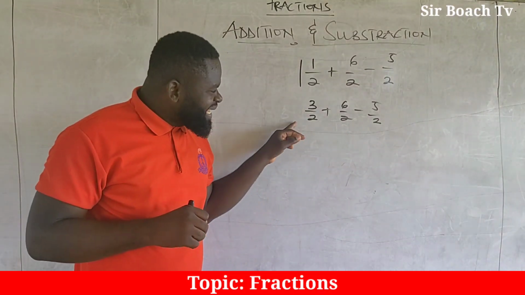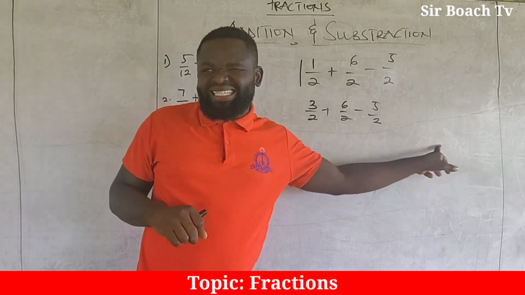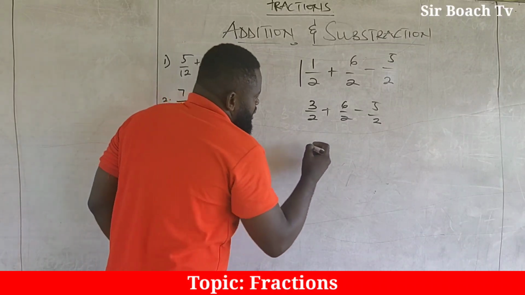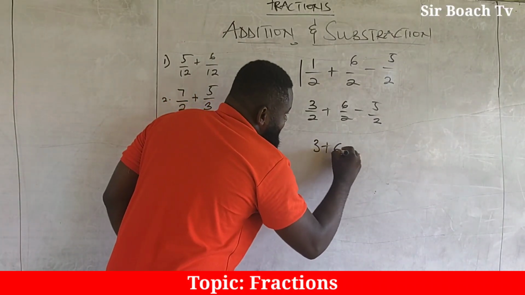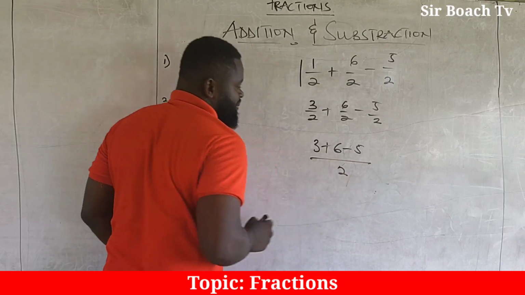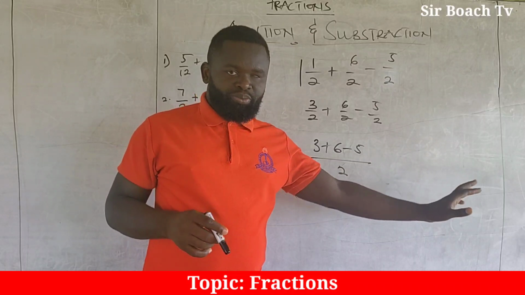Now, we can see clearly that the denominators are the same. The 3 denominators are the same. So we will work with what? Only the numerators. Now, we are going to get 3 plus 6 minus 5, all over 2. You just add or subtract the top.